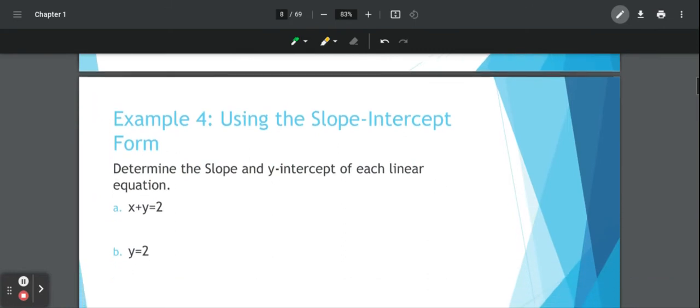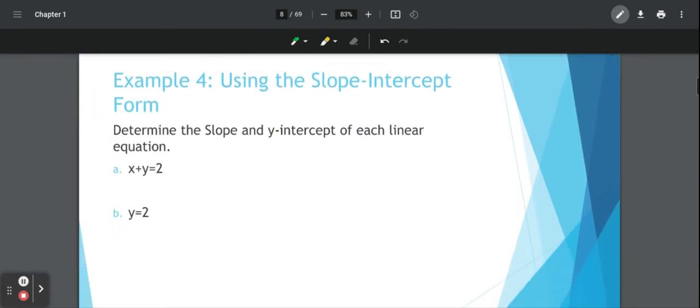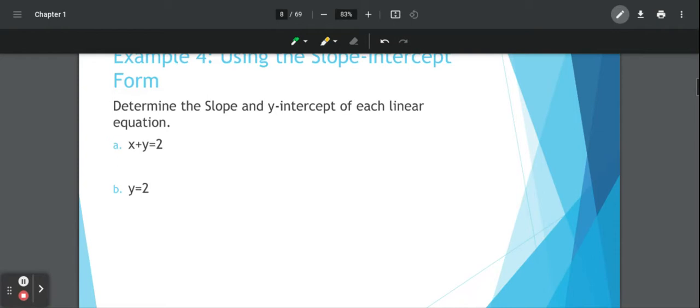So for example 4, if we're determining the slope and the y-intercept of each linear equation, usually if you're identifying or determining a slope and a y-intercept, you probably want to put your equation in slope-intercept form, which is that y equals mx plus b form. So for part A, if we were to put it into y equals mx plus b, we would subtract x, and then we'd have plus 2.